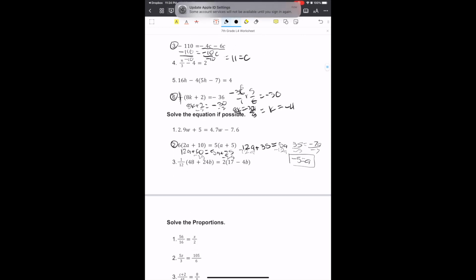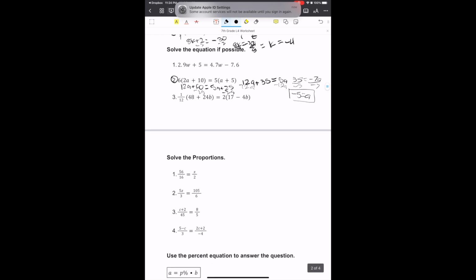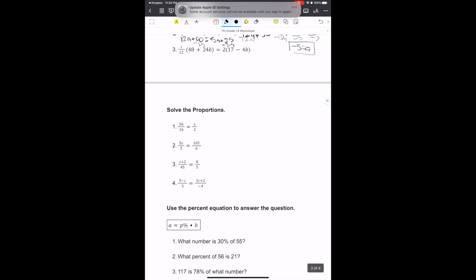Let's go on to solving the proportions. So let's do number 1. So 56 over 60 is equal to x over 2. So one way you could do this is these equations are the same thing as multiplying this by that. So 56 times 2 is equal to 112. So what you're saying is 112 is equal to 16x.